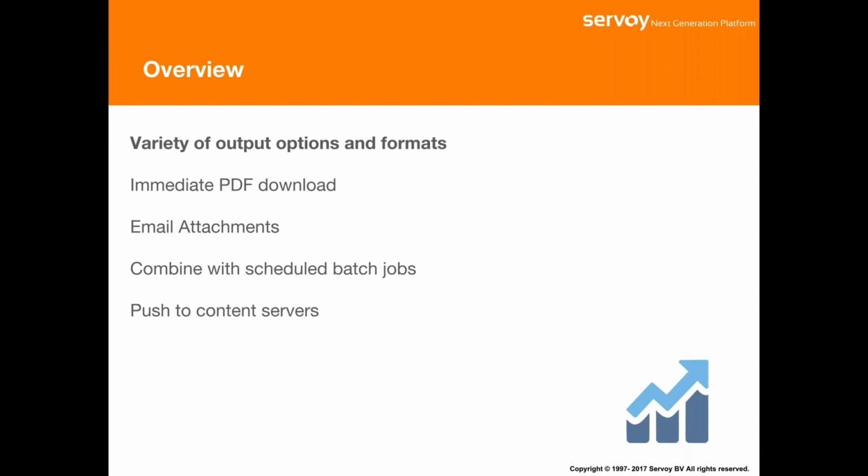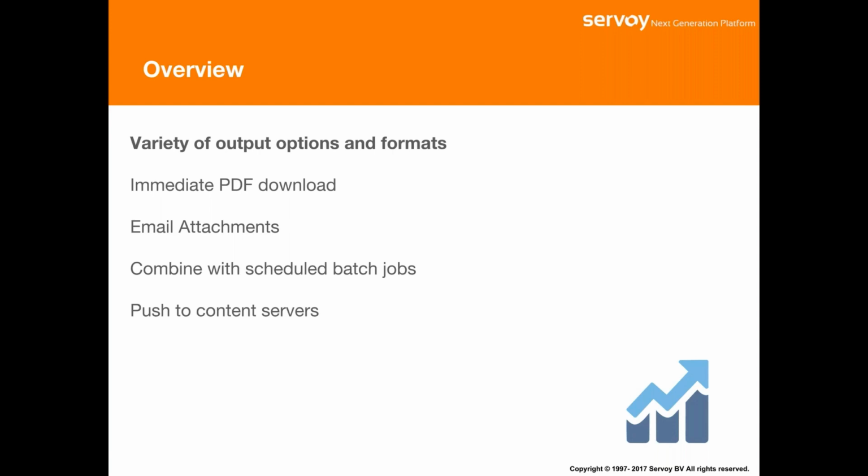And when you're running the report, there's a variety of output options and formats and other things you can do. I showed a pretty simple example. The example I showed, just one line of code, and it automatically generates a PDF and downloads it right there in the HTML5 client. But of course, you can generate the PDF or whatever other format, like Excel or something. You can generate that in the background. You can email it as attachments. You can push it to content servers and file servers.